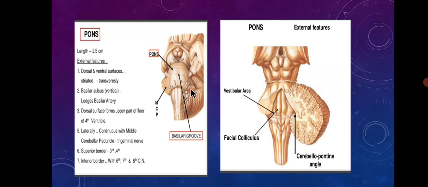Then the dorsal part of the pons is covered by the cerebellum and is separated from it, forming a cavity. This is the fourth ventricle. The dorsal surface of the pons is triangular in shape and forms the upper part of the fourth ventricle. Then the superior border and the inferior border.